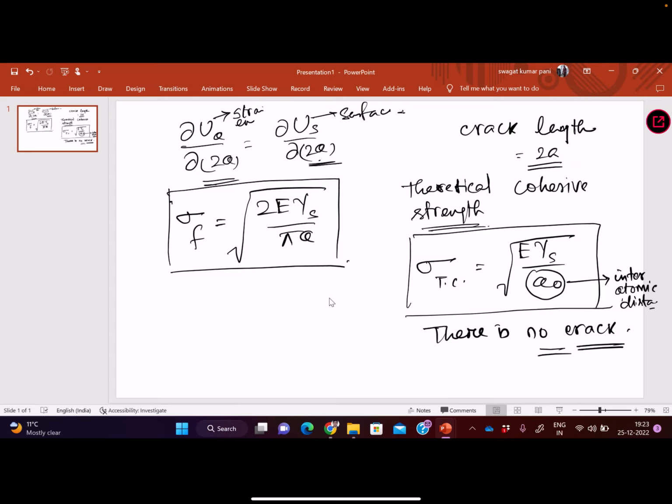So I have written that here you just have to differentiate the strain energy and the surface energy. The rate is equal. When the rate is equal, then only the crack will propagate. And from that you calculate this. This will be derived from that relation only. And this will be your critical crack length.